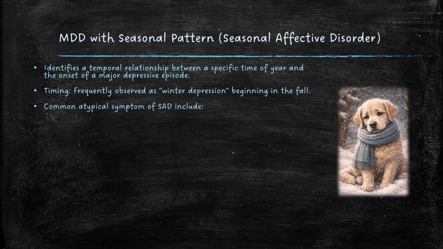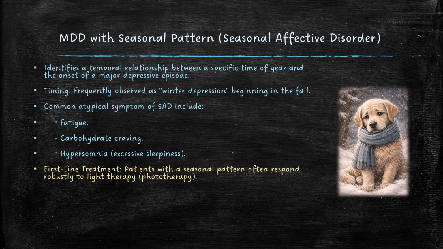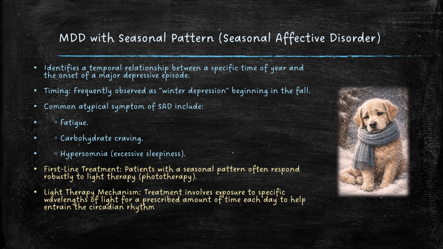Now, common symptoms include fatigue, carbohydrate cravings, and hypersomnia, excessive sleepiness. Treatment is going to be light therapy, phototherapy. And how light therapy works is the treatment involves exposure to specific wavelengths of light for a prescribed amount of time each day to help with the circadian rhythm. Look out for that treatment because they like to test on it.